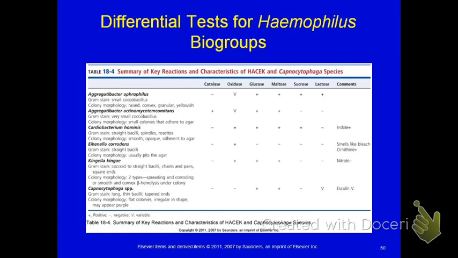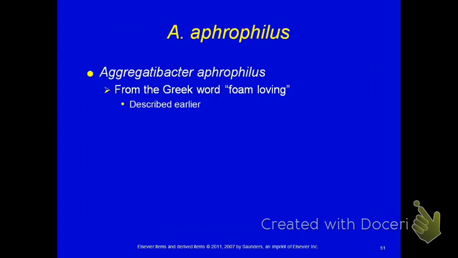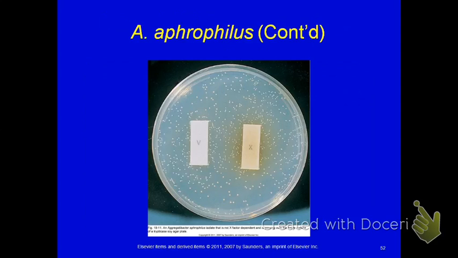Okay, so tabulated herein would be the summary of key reactions and characteristics of HACEK and Capnocytophaga species. Okay, so let's discuss them one by one. So, Aggregatibacter aphrophilus, it means foam-loving. So, we have already described it as the organisms.